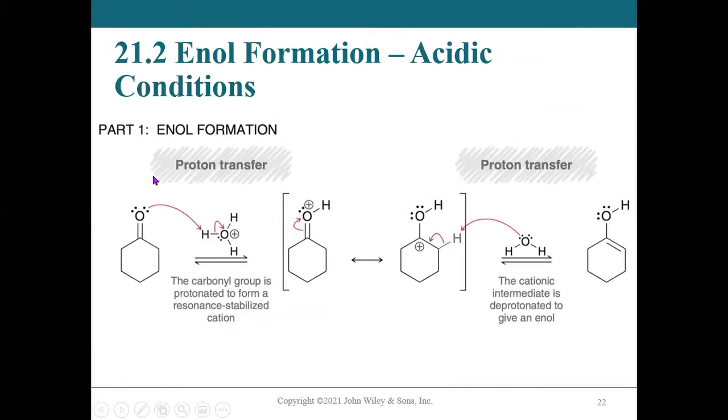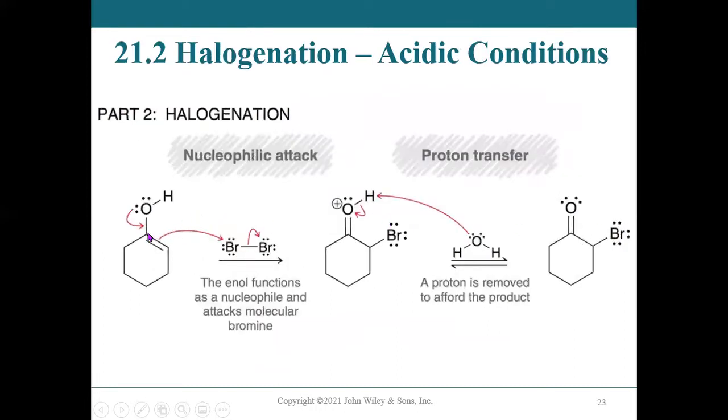There are two parts. Part one is the enol formation. At acidic condition, we form the enol, which is this part, and the enol will react with Br2. So the first part is the nucleophilic addition. The enol functions as a nucleophile and attacks molecular bromine. Then the second step is proton transfer. A proton is removed to afford the product, which is the halogenated ketone, with halogenation on the alpha carbon.